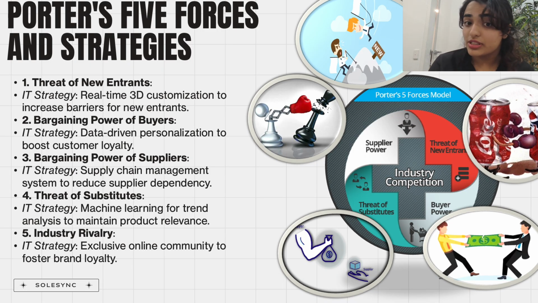I start with what is 5 forces and how can we use that to strengthen our position in the customizable shoe market. So first, it's threat of new entrants. We can address this by using 3D visualization for shoe customization, creating a high entry barrier due to the investment required in similar technology. And not every replicant can just copy such high investments.